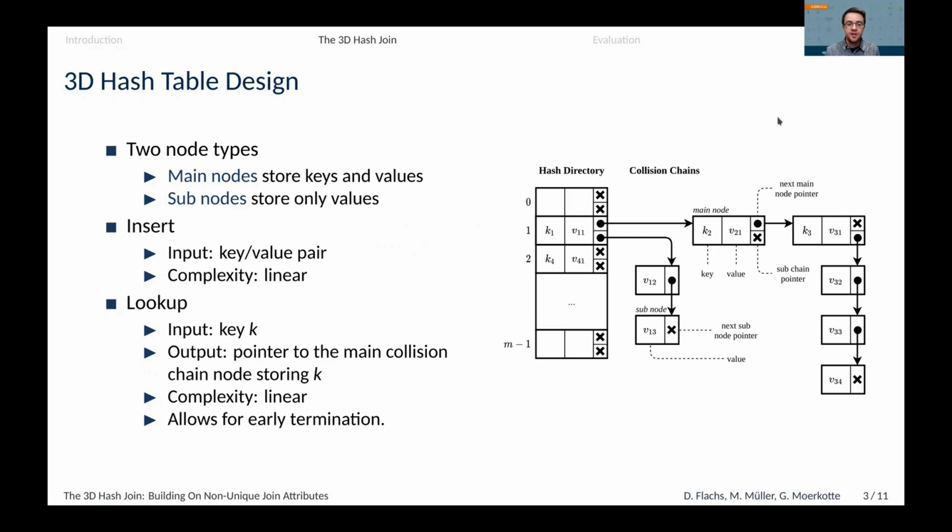To look up a given key, we must first determine the respective hash table bucket and then traverse the main collision chain until we either find the key or there are no more main nodes to examine. If the key is found, we can terminate the search right away, because another main node with the same key can't exist. We then return a pointer to the main collision chain node where the key is stored. Note that all values in the subchain beneath the respective main node belong to the searched key and are therefore matches.